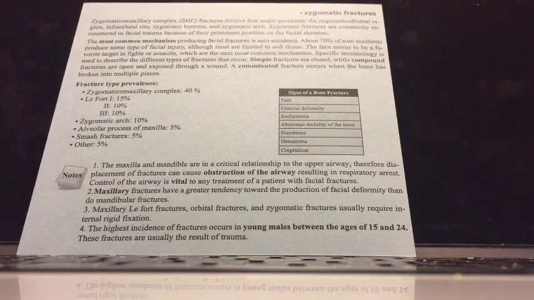Zygomatic or zygomatico-maxillary complex fractures involve four major processes: the zygomatico-frontal region, infraorbital rim, zygomatic buttress, and zygomatic arch. Zygomatic fractures are commonly encountered in facial trauma because of their prominent position on the facial skeleton.